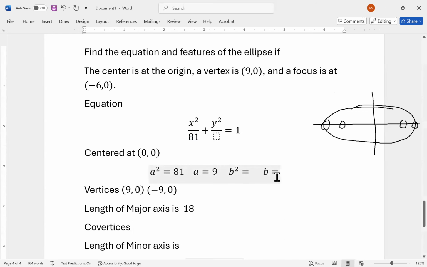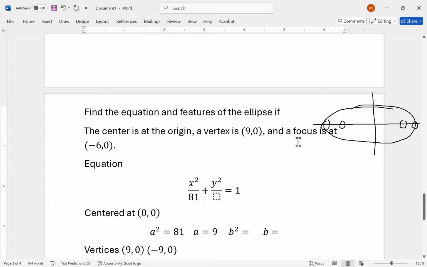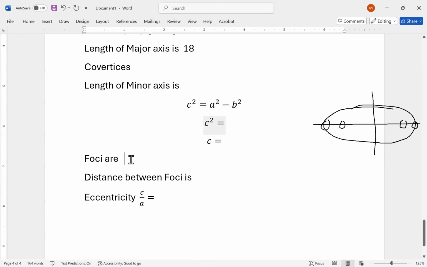Now I don't know the value for b yet, but I will be able to figure that out because I have a focus at -6, 0. In fact, I know both foci because of symmetry. One of them is going to be at 6, 0, and the other one is the given one at -6, 0. Again, that's because of the symmetry of the ellipse. Distance between the foci is 12. So I know that c has to be 6.